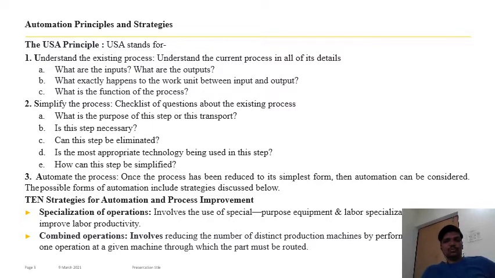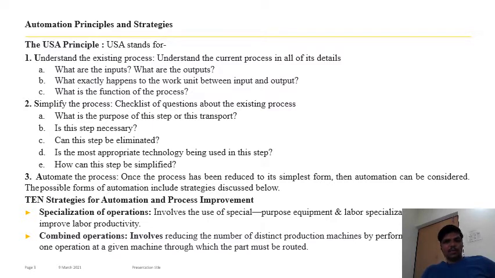It is USA. U stands for understanding the existing processes which are being carried out or going on in industry, S stands for simplifying the process, and A stands for automate the process. So it comes out to be USA. Again I'll repeat, U stands for understanding the existing processes, S stands for simplifying the processes, and A stands for automating the processes. Now we'll take them one by one.